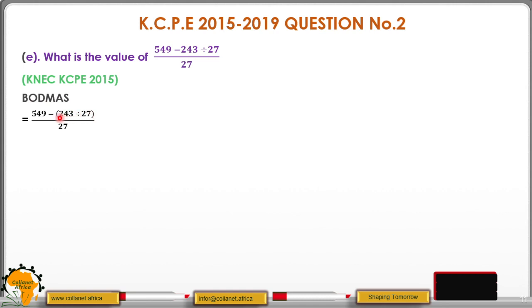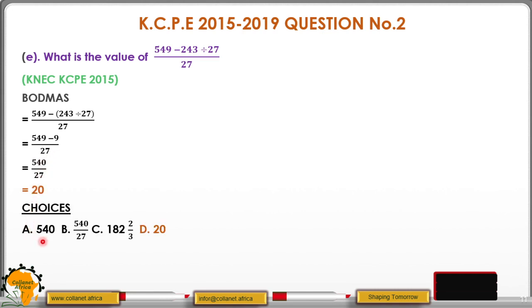So 243, or sometimes you can put the bracket here to capture the negative, because this negative belongs to 243. Divided by 27, you get a 9. Then 549, you subtract 9. Although this means division, you first of all deal with the numerator. So 549 minus 9, you get 540. Divided by 27, you get a 20. So choices are given, so the correct answer is D.